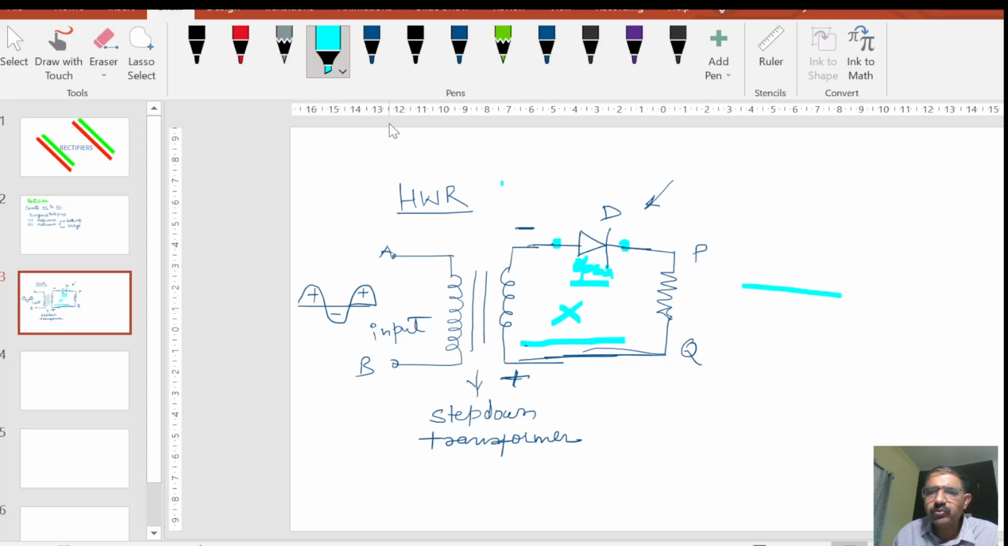So what will be the output waveform? During the positive cycle we get the positive cycle. During the negative cycle current is 0. Again positive cycle, current is there, again 0. So this is the output waveform we get from the half wave rectifier. This is the input waveform and this is the output waveform. I think we understood what a half wave rectifier is.